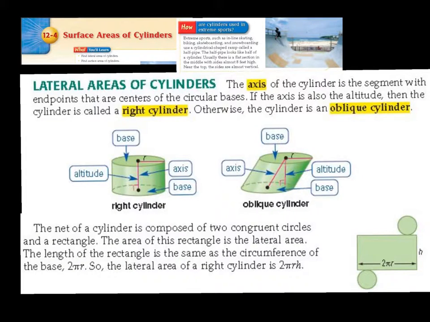The net of a cylinder is composed of two congruent circles and a rectangle. The area of this rectangle is the lateral area. The length of the rectangle is the same as the circumference of the base, so 2 pi r. The lateral area of a right cylinder is 2 pi rh. You can see we're taking length times width in a rectangle. Area of a rectangle, length times width.